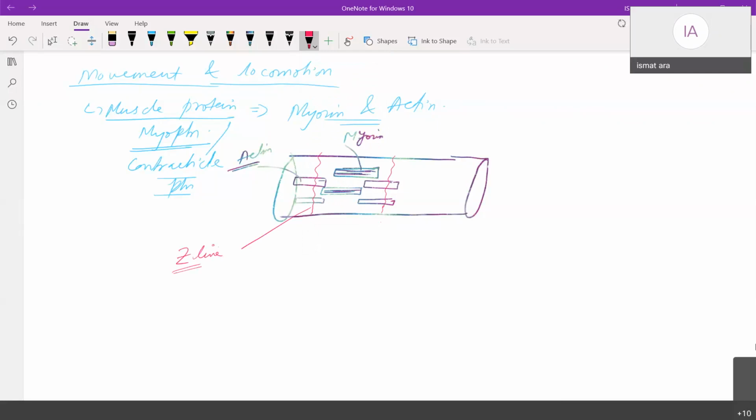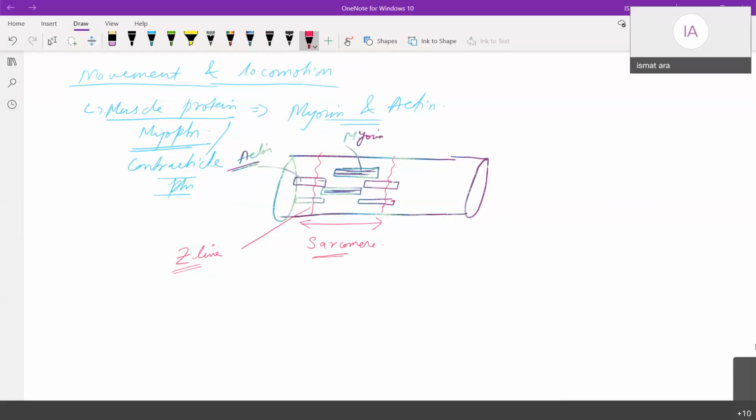And this distance, the distance between two Z lines, this is one Z line, this is another Z line. The distance between two Z lines is called sarcomere. This sarcomere is the structural and functional unit, or you can say the contractile unit of muscle. So, two proteins are there, myosin protein and actin protein. So, they will give a type of band.